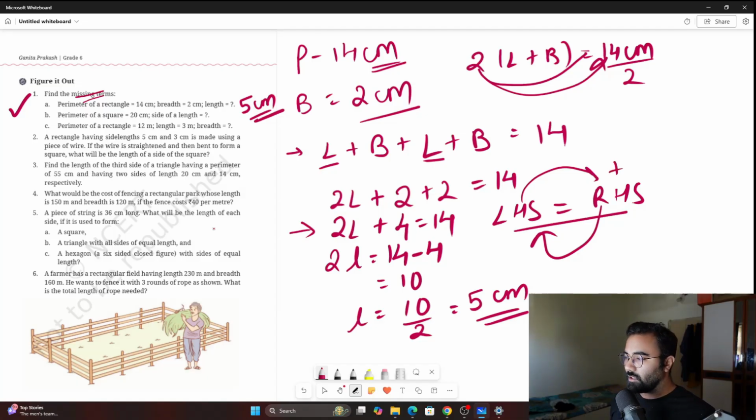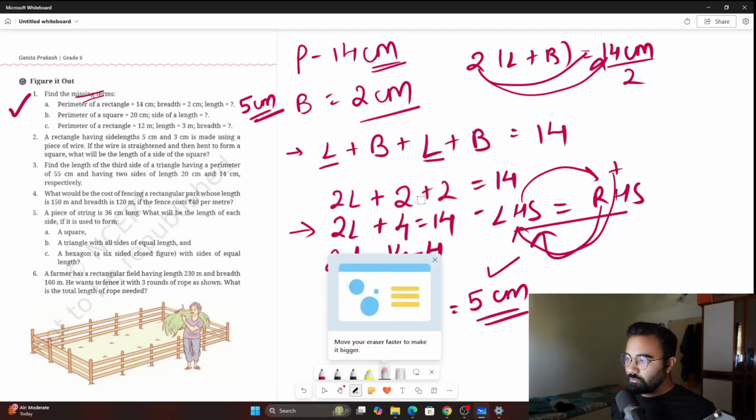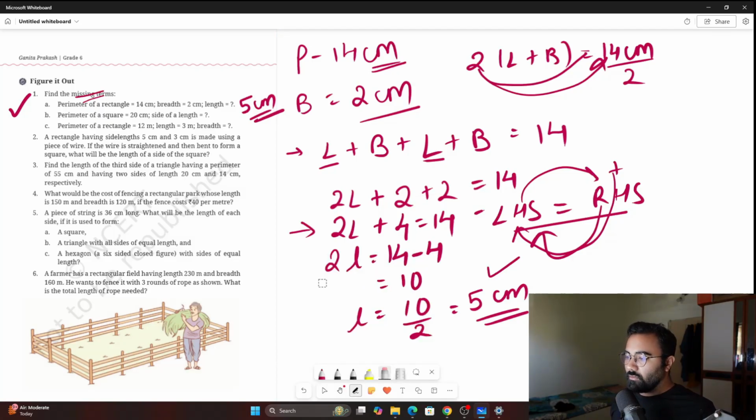If there is something that is in addition over here, when you change the sign and bring it to the left hand side, it comes as negative. If something is in multiplication, it changes to division. If something is in division, it changes to multiplication. Alright, so here our length is equal to 5 centimeter. Let's look at question number 2. I'm going to erase this. So if there are students who need to copy this down, you can pause the video and copy it.